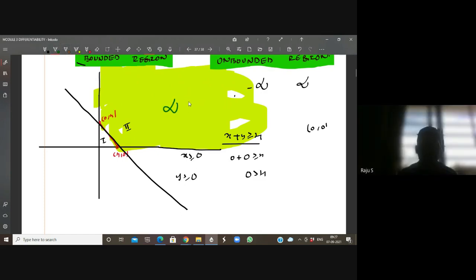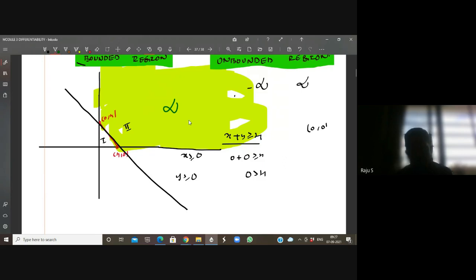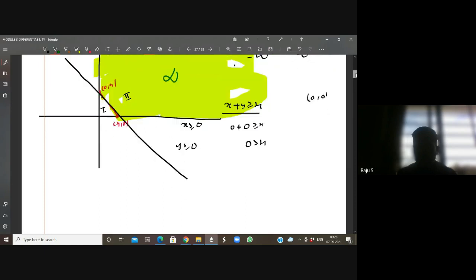This region is called unbounded. Okay, this problem is called unbounded. The area is not finite. It is infinite. You don't have the concept of unbounded. Okay, fine. Now I'm going to explain it to you.